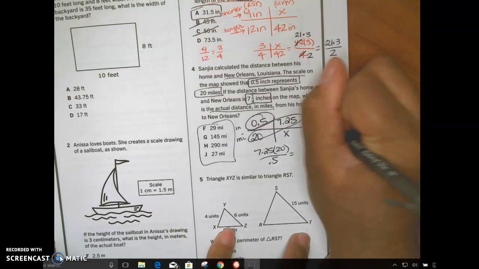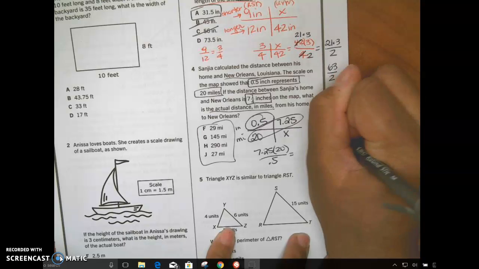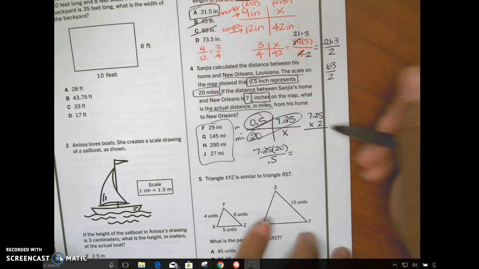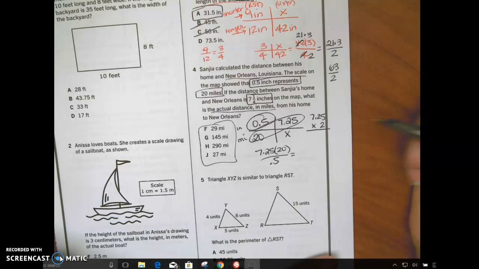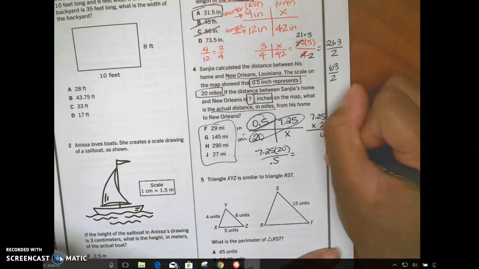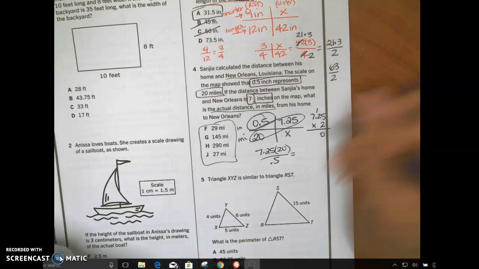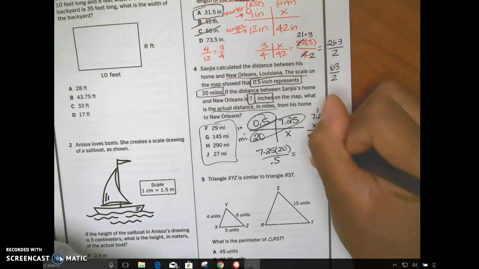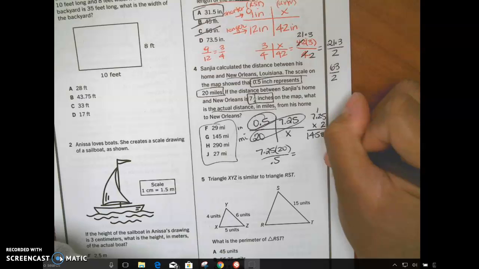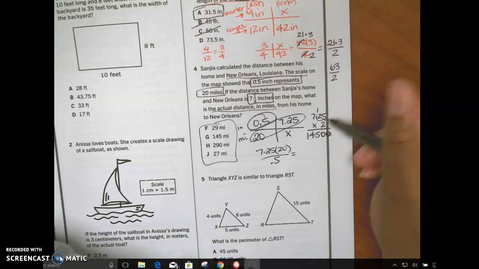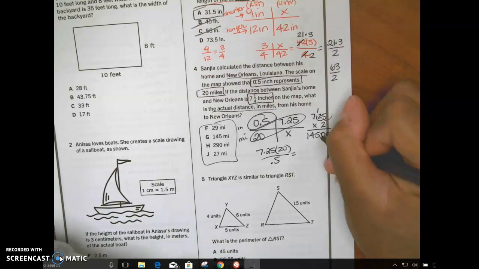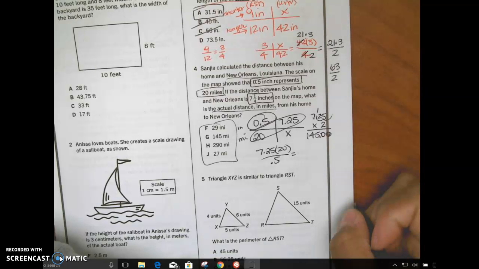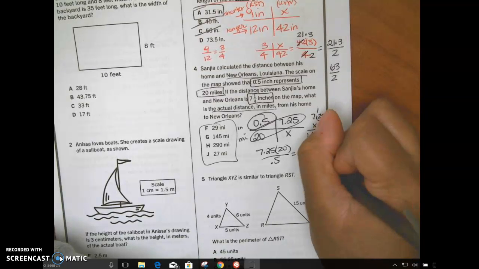Come to the side. 7.25 times 2. Why am I not putting the 0 there? It's not necessary, because I can bring it back later. 2 times 5, 10. 2 times 2 plus 1, 5. 2 times 7, 14. Bring back my 0. Now how many times do I move my decimal? 2. What's my answer? 145 over what?